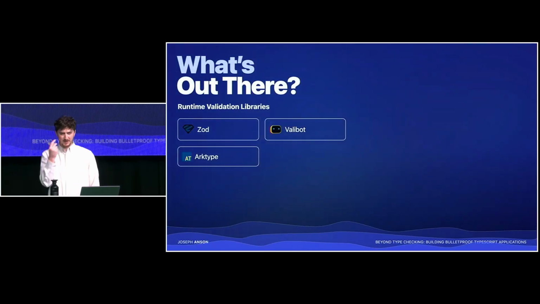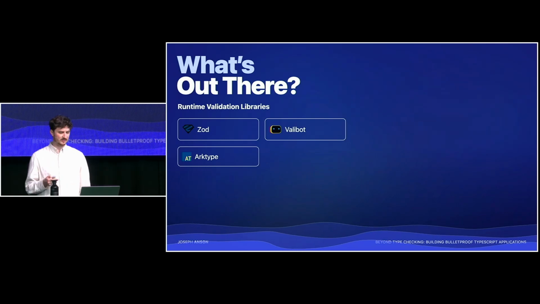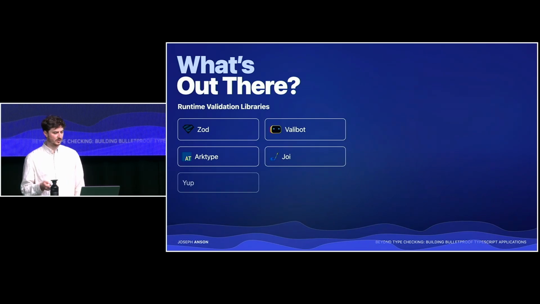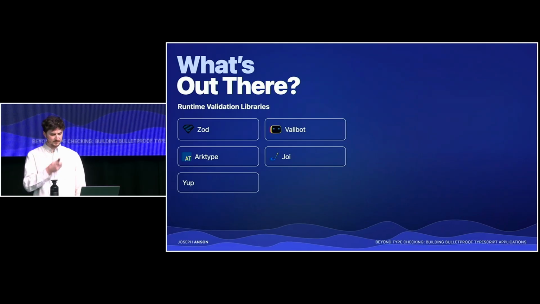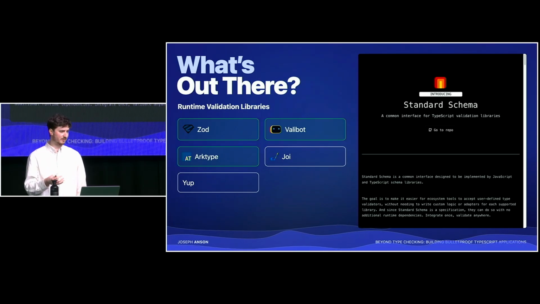There are 3 main libraries out there at the moment which handle runtime validation. There's Zod, Valibot, and ArkType. There are other ones that exist, such as Joi or Yup. The first 3 libraries have just worked together to create something called the standard schema. The standard schema has just reached version 1.